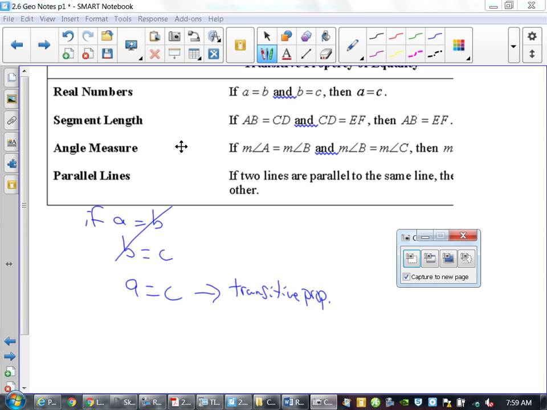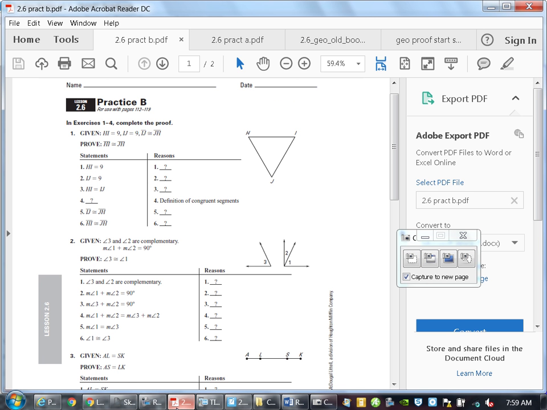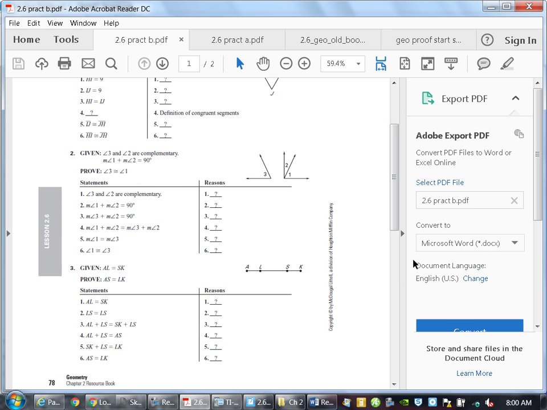All right. Let's take a look at the second one. The last one would be just transitive property. The second one I think is a little bit easier to follow.